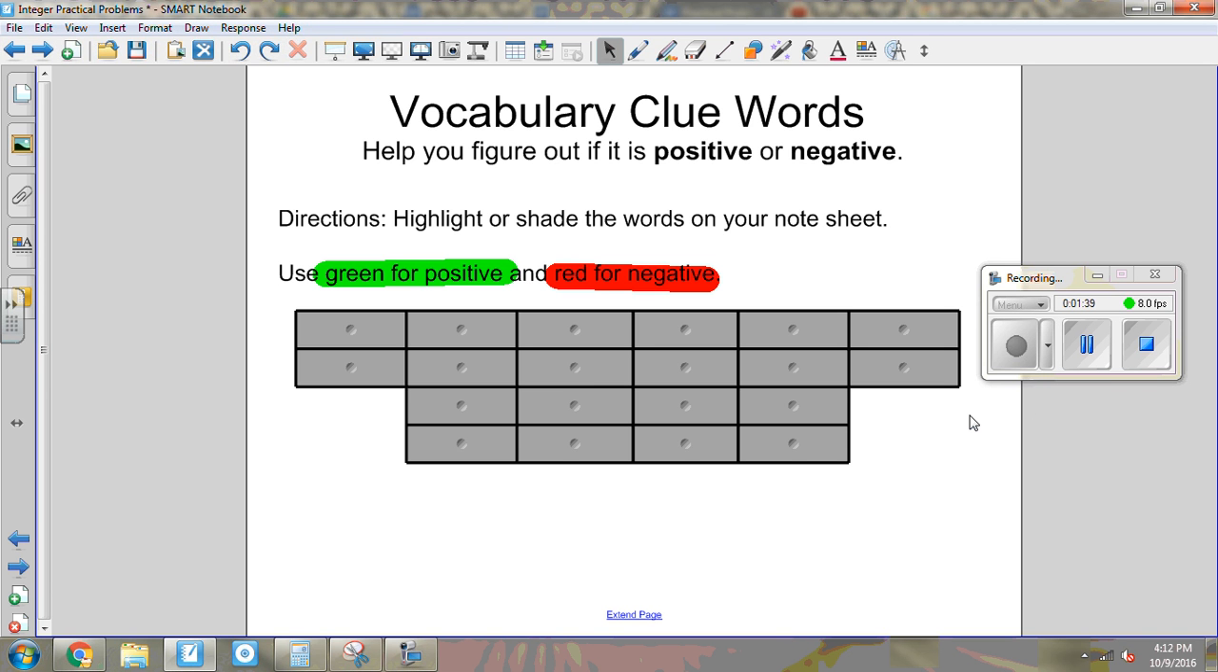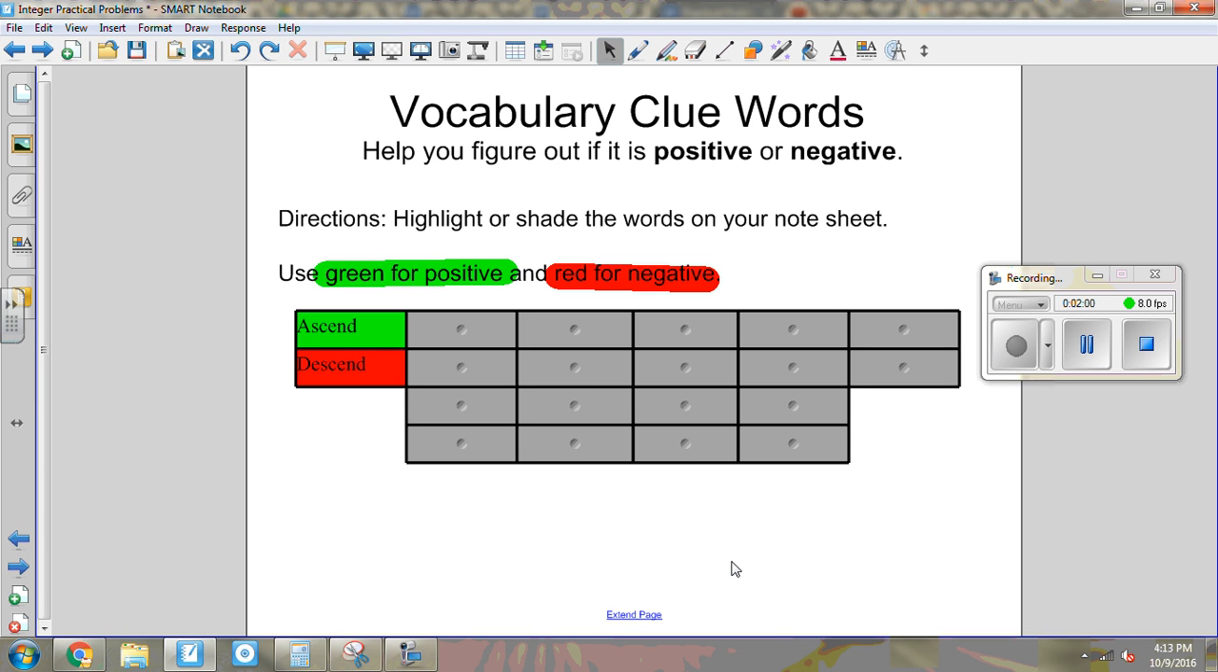Alright, at this point you should have gone through and made your guesses on if it should be green or positive as you're highlighting. So I'm going to go through and you should make any corrections that you need to, and then we'll have a chance to highlight at the end. The first two words in your note sheet are ascend and descend. Ascend basically means that it is going up, and descend means that it is going down.